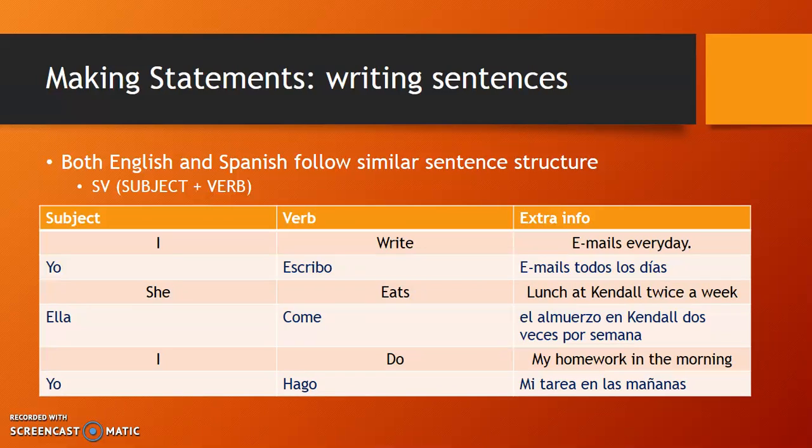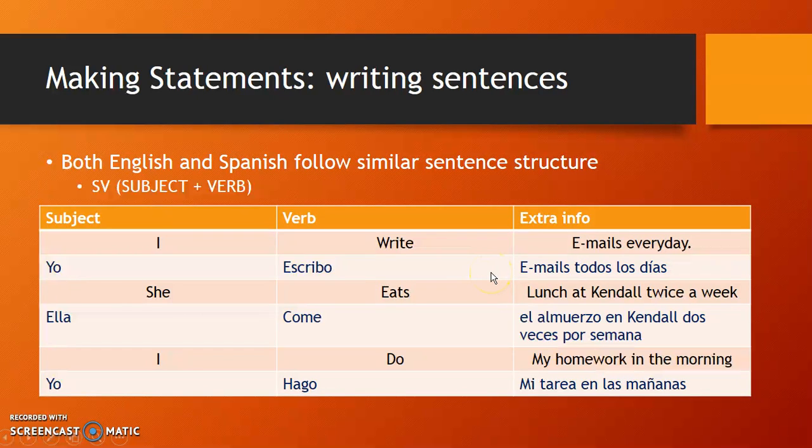Okay, so now that you're able to conjugate verbs, the next big step would be to make some statements using the verbs that you learn in vocabulary in conjugated forms. Both English and Spanish follow a similar sentence structure. We always have the subject and the verb. So the subject always comes first. I write, and then the verb, and then you tell me extra information. This will be called the predicate. I just call it extra information because it tells me more about what the subject and the verb are doing. So, for example, I write emails every day.